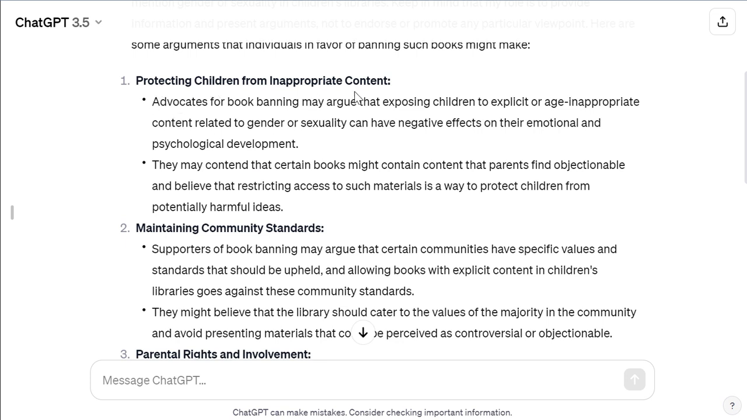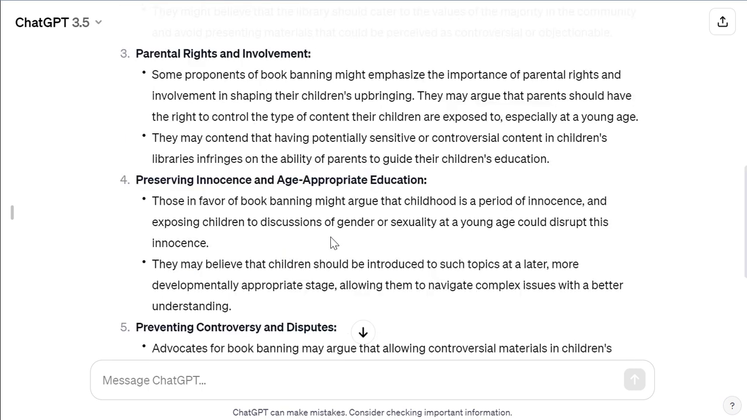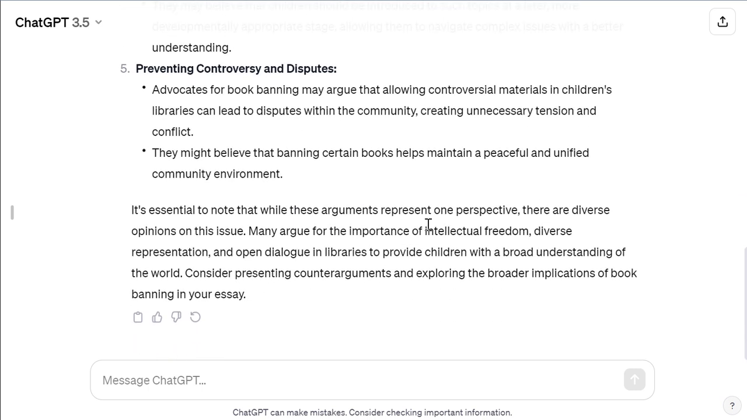And it's going to break these down pretty nicely: protecting children from inappropriate content. And they'll give you the reasoning from the perspective of people on that side of the issue. Maintaining community standards. And again, this is why some people are in favor of banning books. Parental rights and involvement, preserving innocence and age-appropriate education, preventing controversy and dispute.